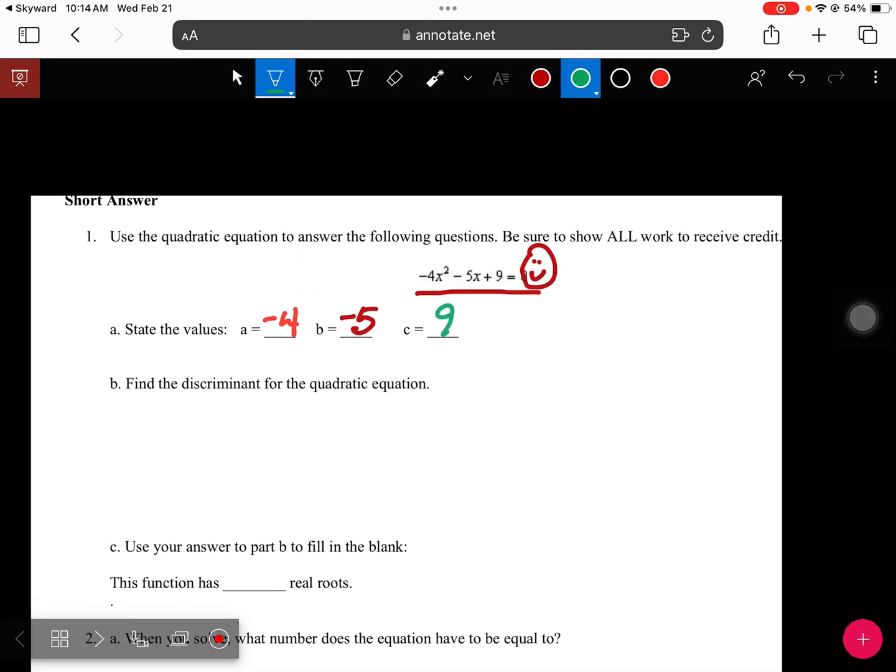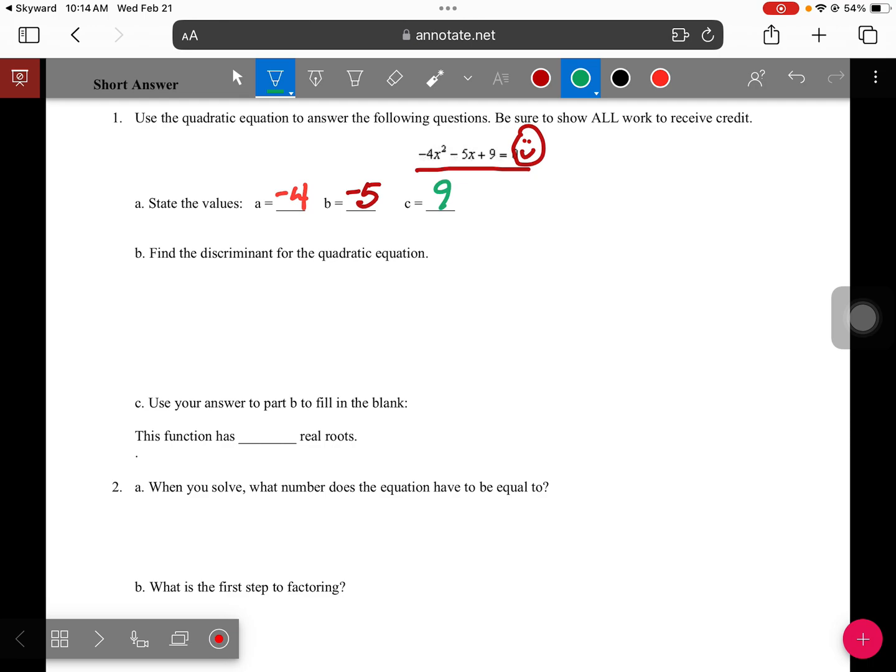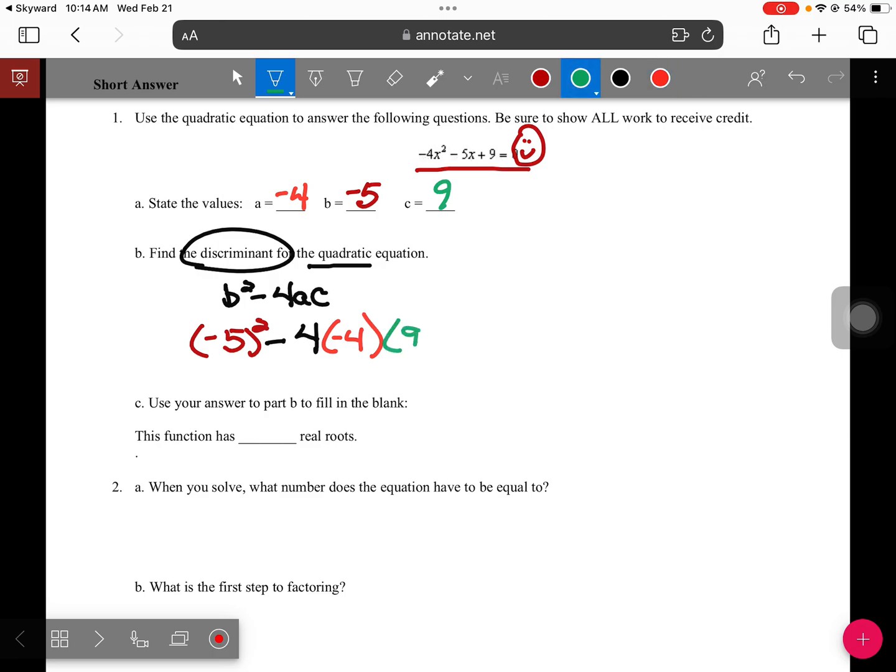Find the discriminant for the quadratic equation. What is the formula for the discriminant? B squared minus 4 times A times C. B squared minus 4AC. Are we giving that to you directly? No, but it is part of the quadratic formula. B is -5, so I'm going to square that, minus 4 times my A value of -4 times my C value of 9.